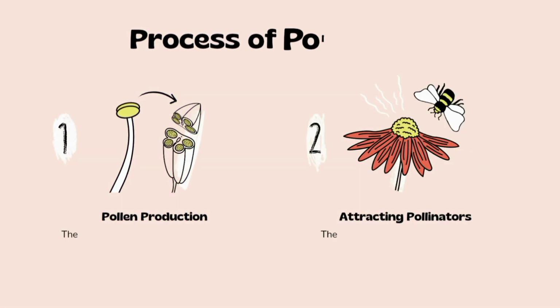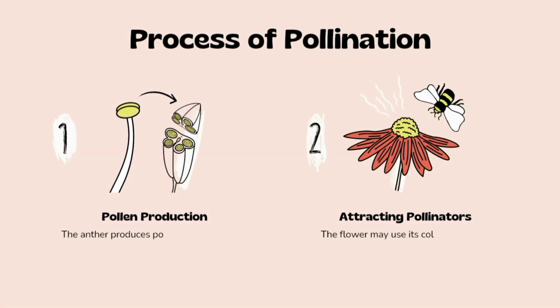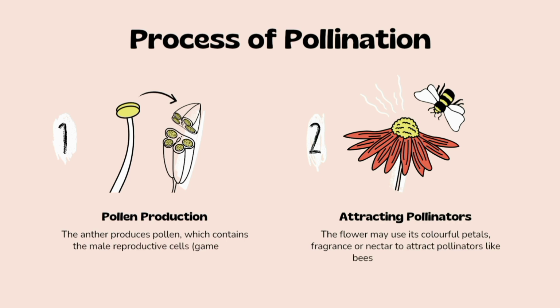These pollen grains are lightweight and can be easily carried by the breeze. Process of pollination. Pollen production: the anther produces pollen, which contains the male reproductive cells, gametes. Attracting pollinators: the flower may use its colorful petals, fragrance, or nectar to attract pollinators like bees, butterflies, or birds.